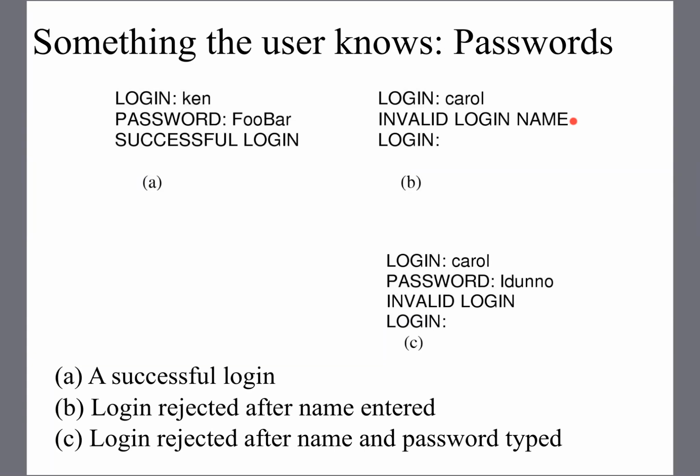The third example is what you might want a well-behaved system to do, which is that you provide the username, and then even though the user doesn't exist, you ask for a password, right? And then you say invalid login. At this point, if this is a malicious user, they don't know whether the login was rejected because the user was invalid or the password was invalid. So this is a little tighter in terms of information leakage.